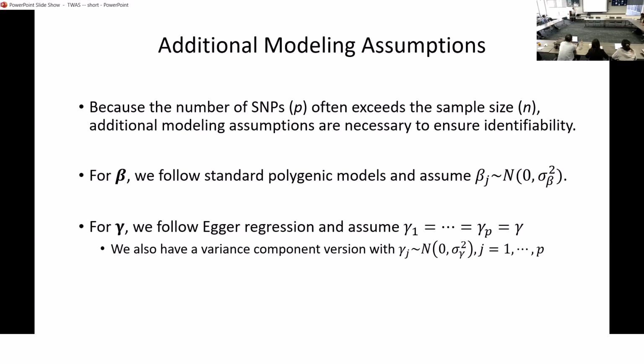And similarly for gamma, which is the horizontal pleiotropy effect from SNP to the trait without going through the gene expression, we tried two different assumptions. One is also the polygenic assumption, the variance component version, where each gamma follows a normal distribution. The other one is we follow the aggregate regression. We assume that all the gammas are equal to each other, the same value. This also relates to rare variant tests. Specifically, the aggregate regression assumption relates to the burden test, while the variance component version relates to the SKAT test. We'll primarily focus on the top one, although both are implemented in the software.